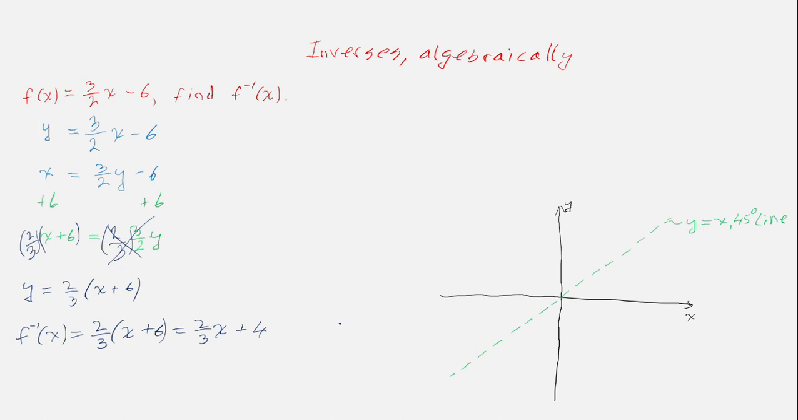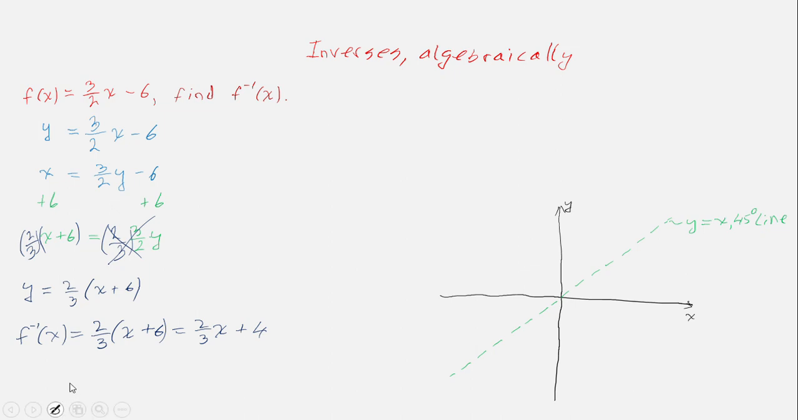inverse. I want to graph the inverse just to check whether they actually reflect over this y equals x line, the 45-degree line, because that's what an inverse should do. If we have the original right there, and then we graph the inverse, the two of them should look like they're reflections of each other over this y equals x line. So let's graph the original first.